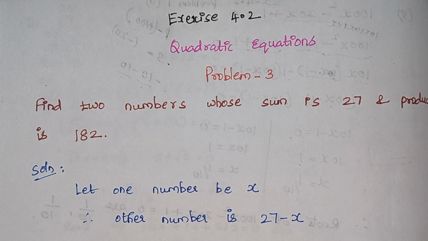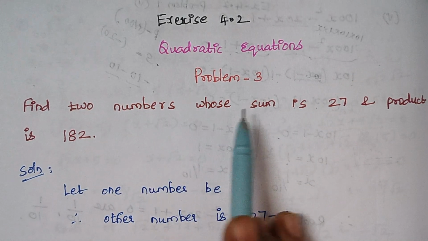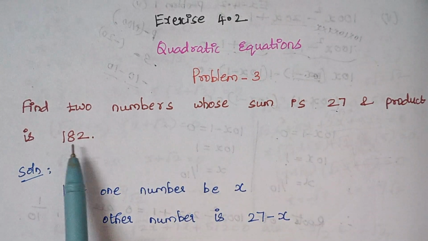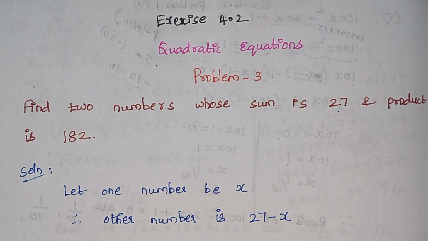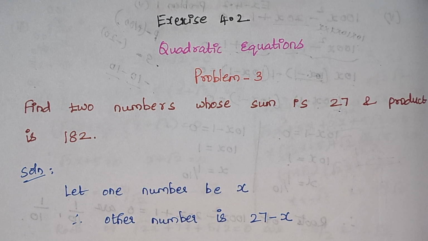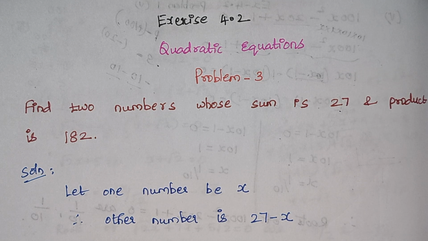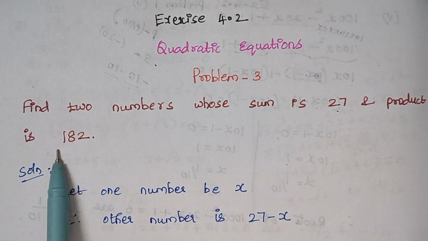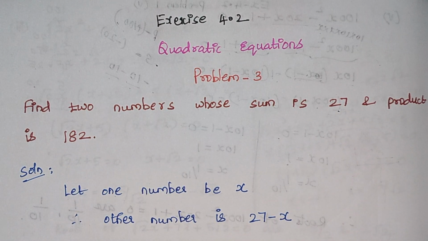Here the problem is: find two numbers whose sum is 27 and product is 182. So here we don't know what the numbers are. We have to find two numbers. When you add those two numbers, the sum should be 27 and the product should be 182.